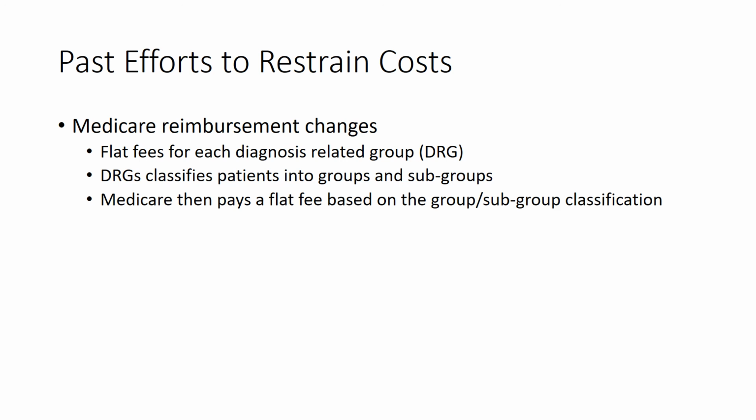What these DRGs do is classify patients into different groups and subgroups. So very broadly, they'll categorize people in cardiovascular disease, and then they may specify between heart disease like heart attack, myocardial infarction, versus a cerebrovascular event or a stroke. And then they'll pay a flat fee based on that group classification. So they'll pay a flat fee for a heart attack, a flat fee for lung cancer or for a preventive wellness visit. And then it's up to the doctor to provide care within that range.